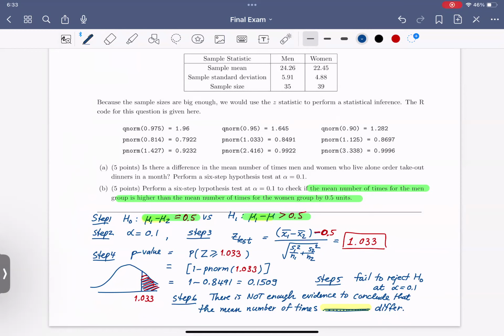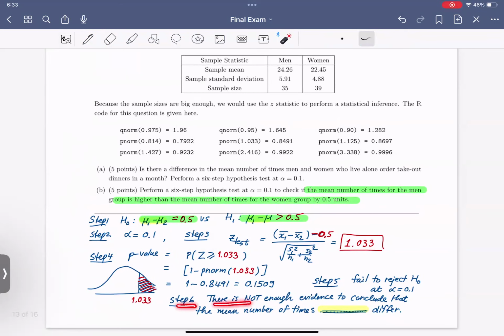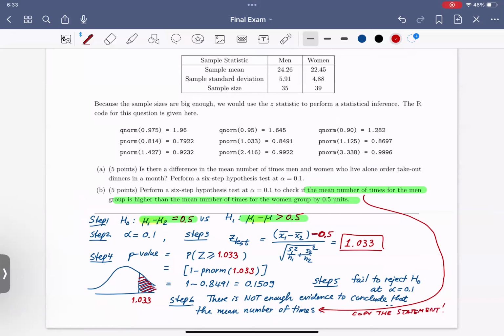Okay, so when you fail to reject the null hypothesis, you're gonna say there is not enough evidence to conclude that the mean number of times of the men group is higher than the mean number of times of the women group by 0.5 units. All right. So I'm gonna just copy this one and put it here. Just copy the statement. Does it make sense?